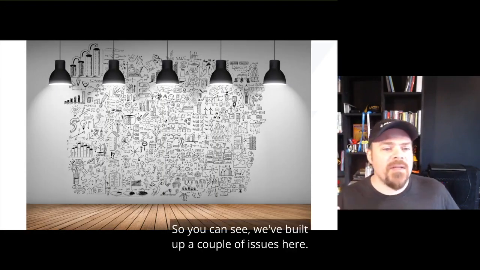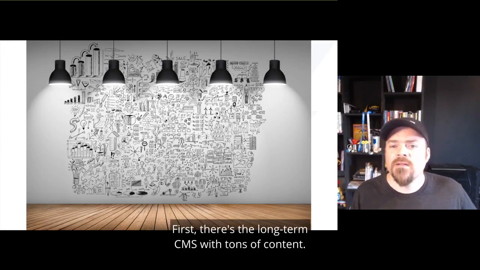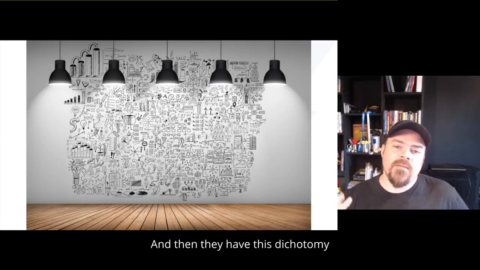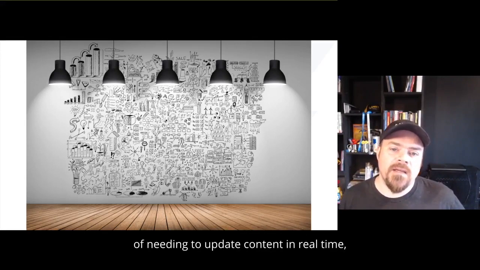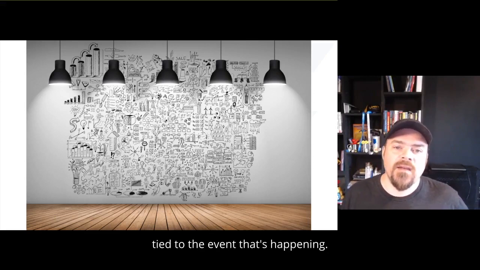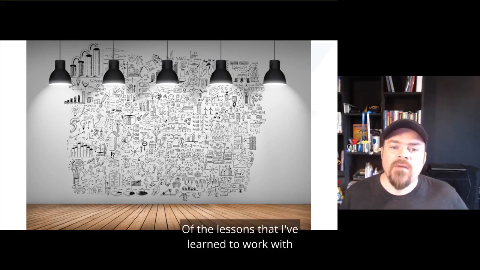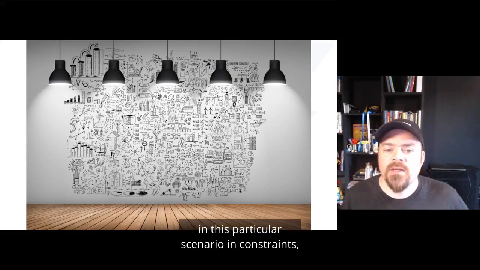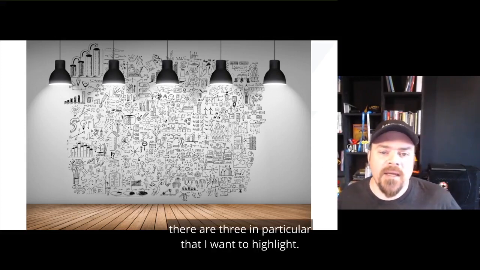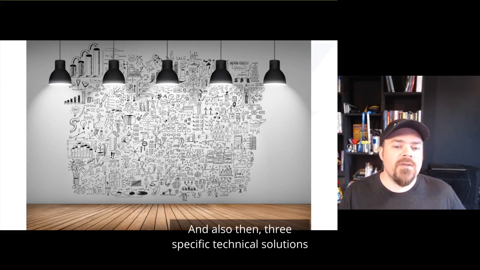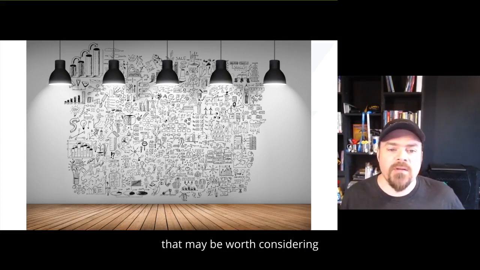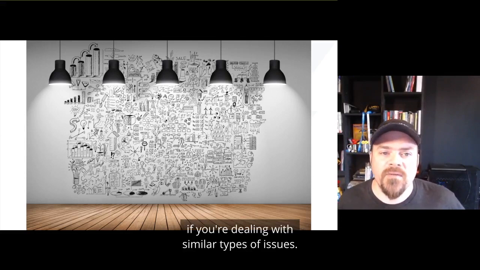So you can see we've built up a couple of issues here. First, there's the long-term CMS with tons of content, and then they have this dichotomy of needing to update content in real time tied to the event that's happening. Of the lessons that I've learned to work with in this particular scenario and constraints, there are 3 in particular that I want to highlight, and also then 3 specific technical solutions that may be worth considering if you're dealing with similar types of issues.